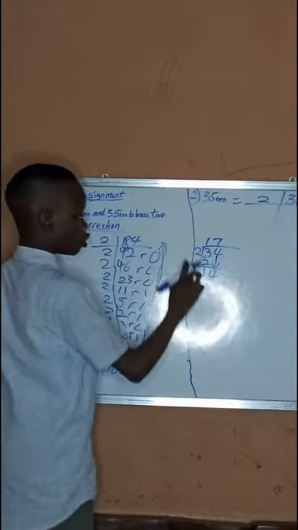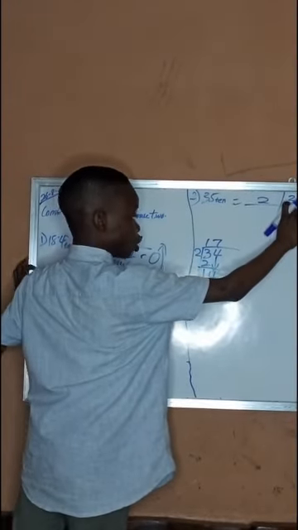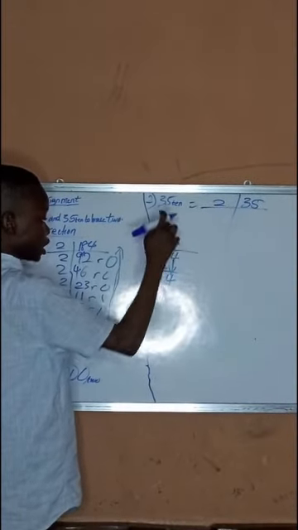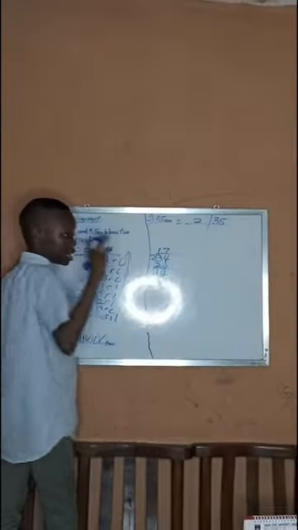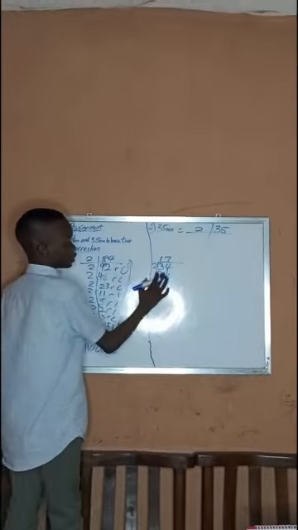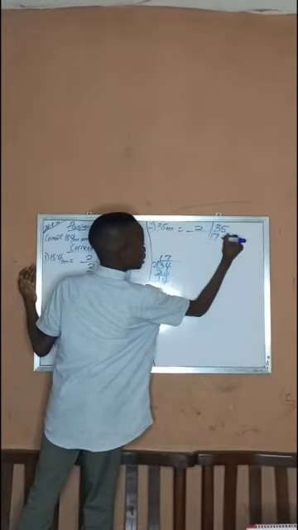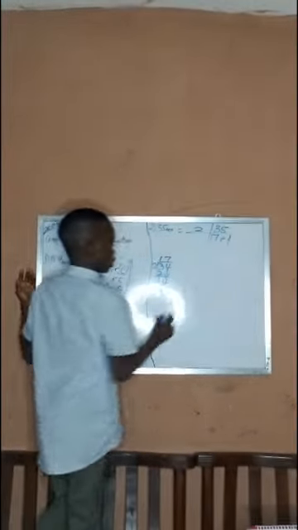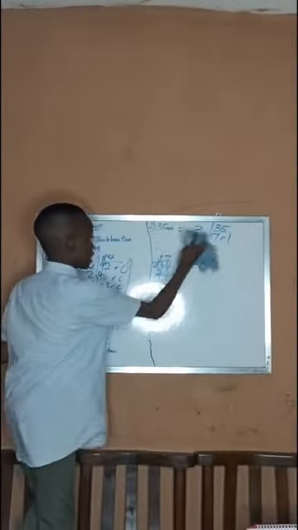This is our answer. So this 35 we were supposed to divide by 2. But when we subtracted, 35 minus 1 gave us 34. So 34 divided by 2 is 17. Let's not forget that one we subtracted. So we put our 1 here. So that is how we get down.